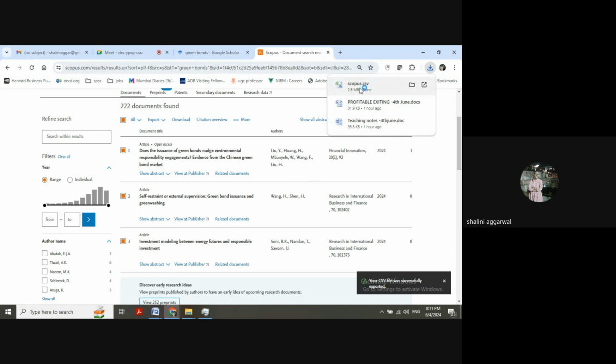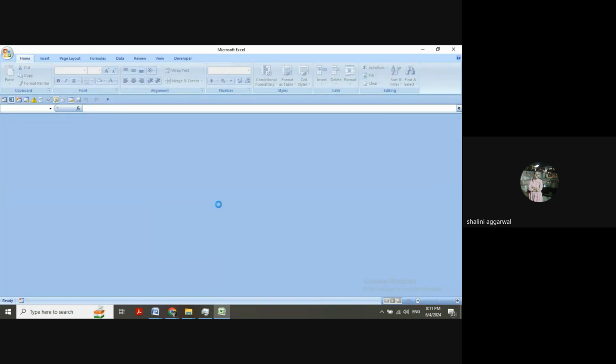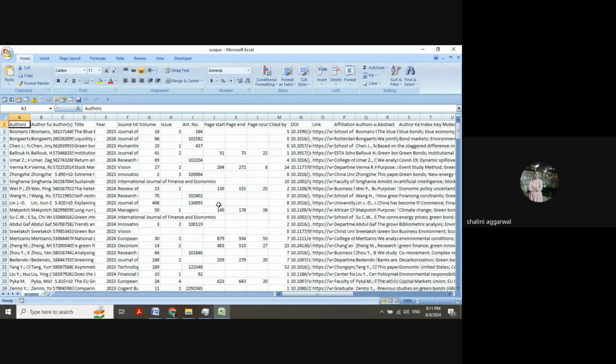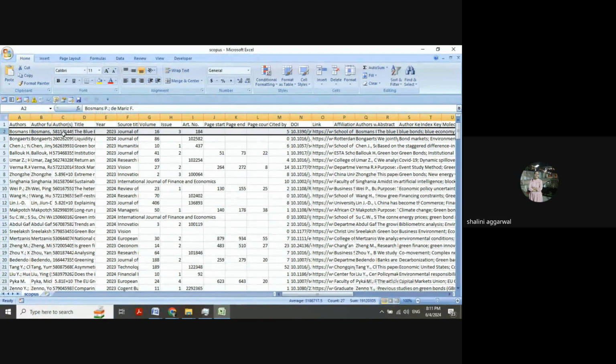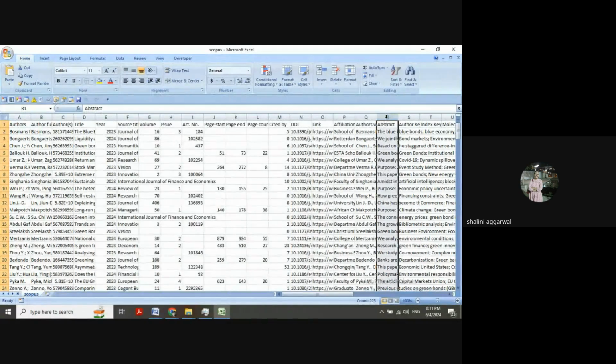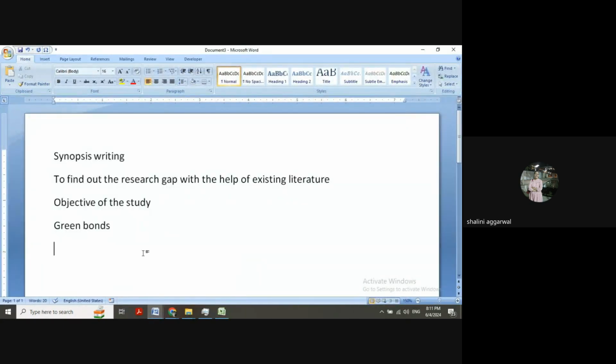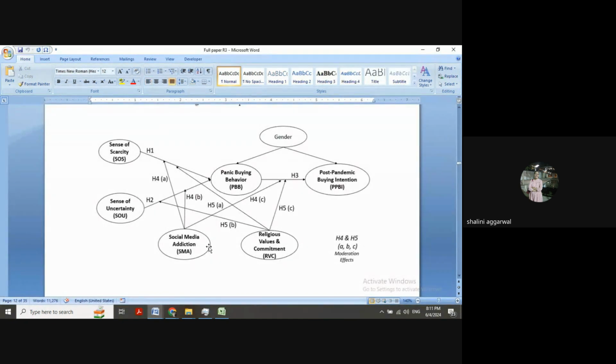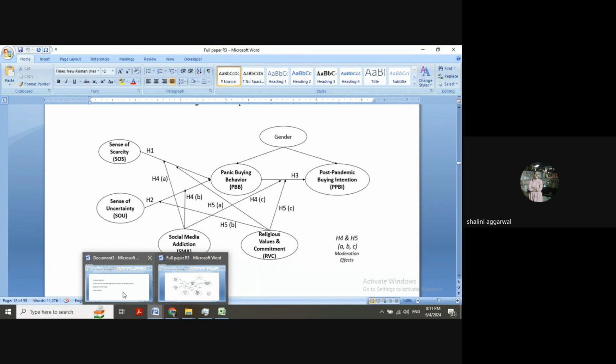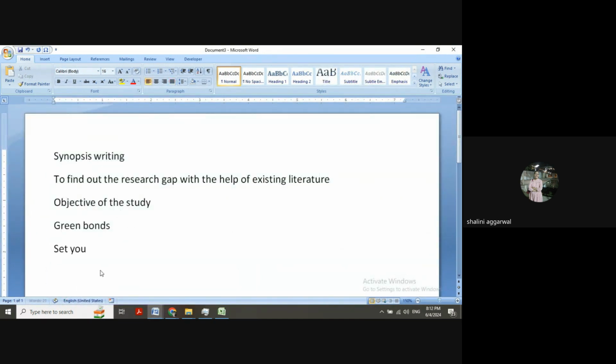You see, this has come out. Look at this. This file is a complete document, and there is an abstract. You need to read the abstracts, and with their help you can find out the research gap. When you are able to find the research gap, you just make a diagram and set your objectives like this. This is the most important thing. Now, literature review.